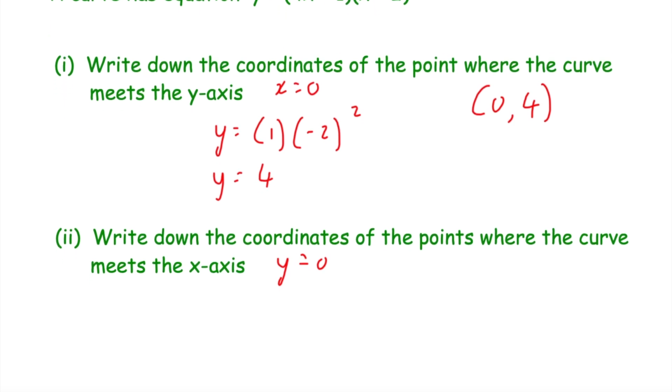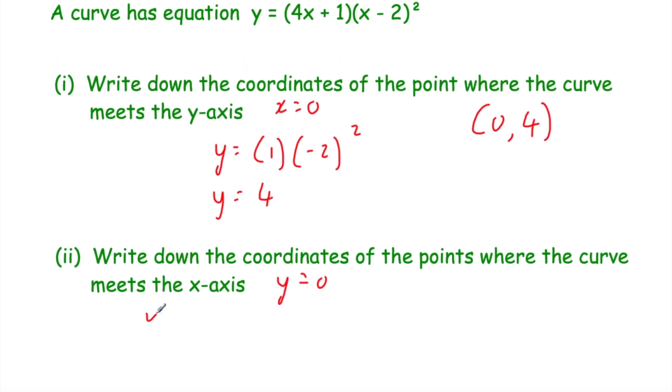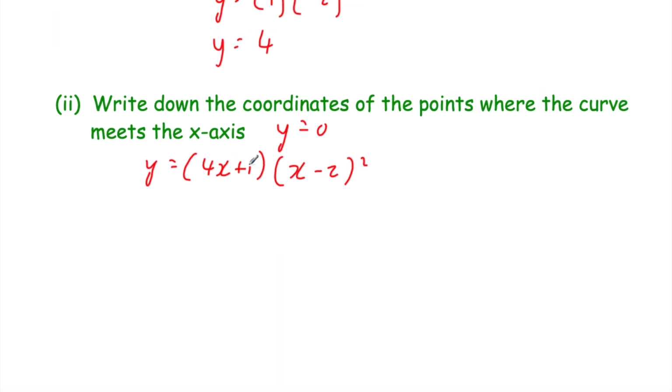So let's do that. The equation was y equals (4x + 1)(x - 2), and we're going to let y equal 0. So we're going to get 0 equals (4x + 1)(x - 2) squared. So to solve this equation, we want to find when each of the brackets is going to equal 0.